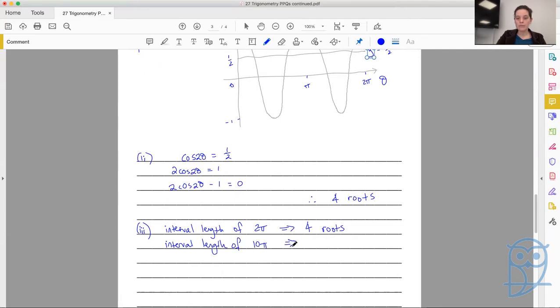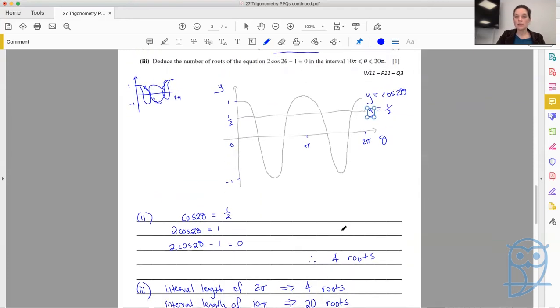So how many roots? Well, if our interval is 10 divided by 2, so 5 times bigger, then our number of roots must also be 5 times more, because it's like having this 2 pi happening 5 times, because it's completely repetitive. It's always the same. So interval length of 10 pi is 4 times 5 is 20 roots.